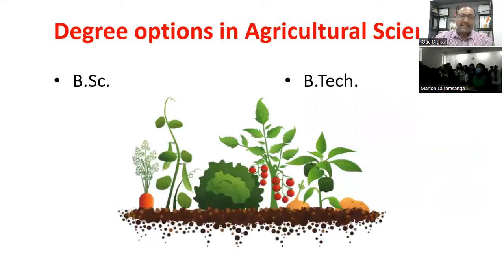In agricultural sciences, there are two kinds of degree programs. One is a BSc degree program where you can have multiple specializations like agriculture, horticulture, sericulture, forestry, home science, community science, food, nutrition, and dietetics. And as far as BTech is concerned, you can have specializations like agricultural engineering, food technology, dairy technology, and biotechnology.